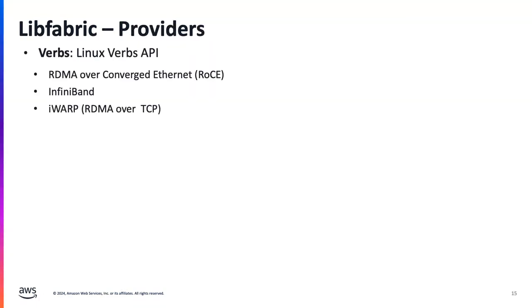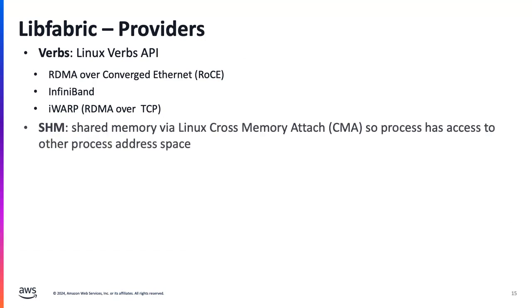So today you've got the verbs provider for Libfabric. So this is going to cover your RoCE, your InfiniBand, and your iWARP. You've got SHM, which is shared memory, and we were mentioning shared memory earlier. There's a shared memory provider in Libfabric, and it can even use Linux cross memory attach so that one process has access to the address space of another process. There's EFA, the AWS Elastic Fabric Adapter.